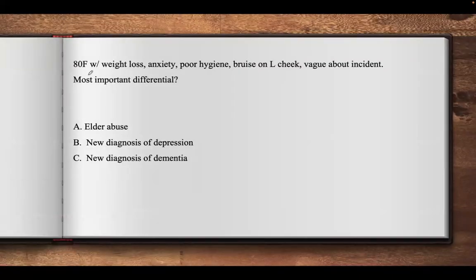Quickly, next question. 80-year-old female, weight loss, anxiety, poor hygiene, bruises on left cheek, vague about incident. Most important differential: elderly abuse, new diagnosis of depression, new diagnosis of dementia.